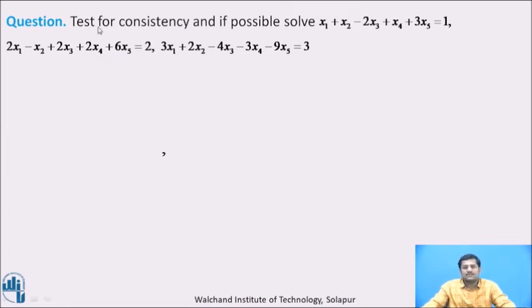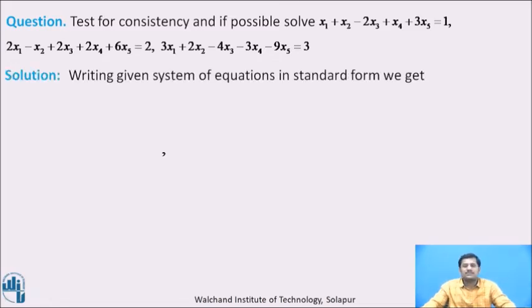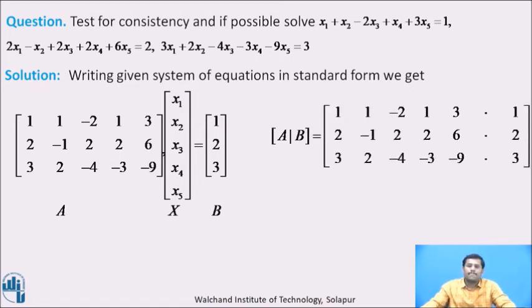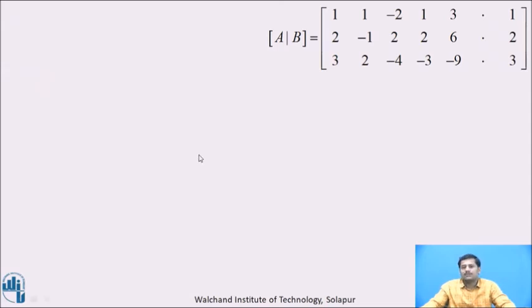Test for consistency and solve, if possible, this system of equations. So first of all, writing the given system of equations in the standard form A x equal to b, like this, where A is this coefficient matrix, x is the matrix of unknowns, b is the matrix of constants. Considering its augmented matrix AB, now performing the row transformations to convert this augmented system to the echelon system.